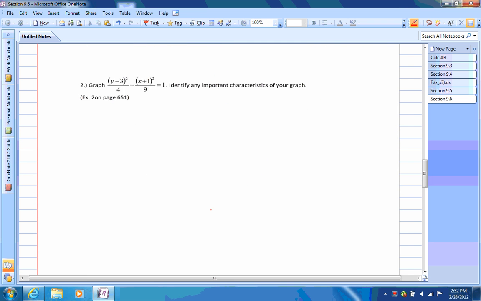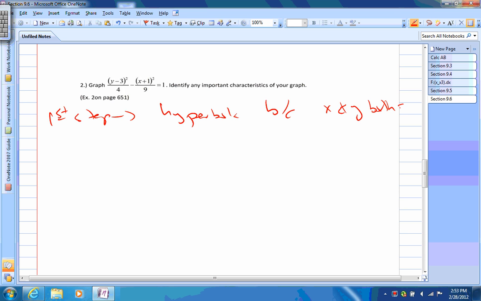Number 2. So first step, I know this is a hyperbola. That's because x and y are both squared, but there's a minus symbol.